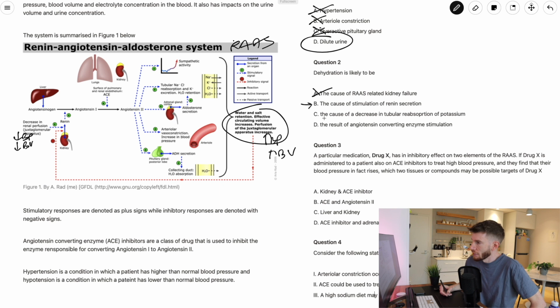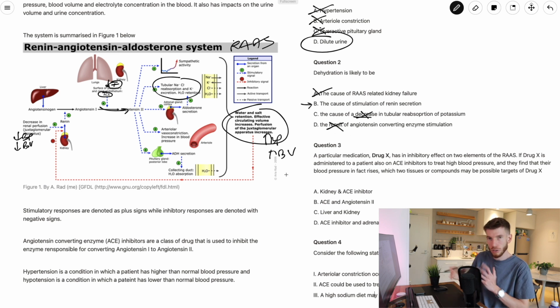And then moving along, the cause of a decrease in tubular reabsorption of potassium. So if you have dehydration, then the cause of a decrease in, if we notice, tubular reabsorption goes up when this pathway is activated, which is activated by dehydration or low blood volume. And so therefore this one says decrease, which is the wrong way around. And lastly, it says the result of angiotensin converting enzyme stimulation. So ACE is over here. And then if you have stimulation of ACE, that means you have stimulation of this, which would lead to an increase in blood volume and blood pressure. But dehydration would actually be the cause of that, not the outcome, right? It would actually be rehydration or reabsorption of water or retention to fix that problem. So it's actually the word result. It's got the cause and effect relationship the wrong way around. You can see that dehydration is starting further back before that.